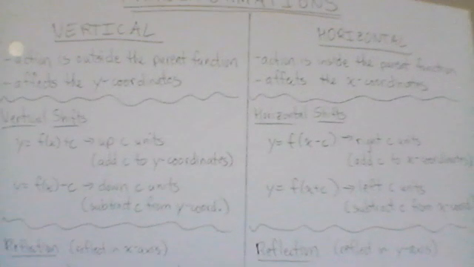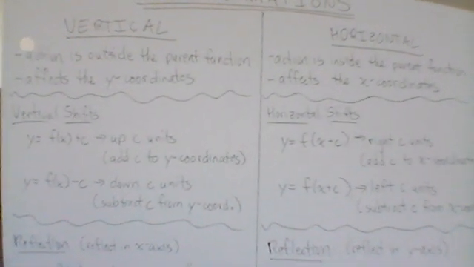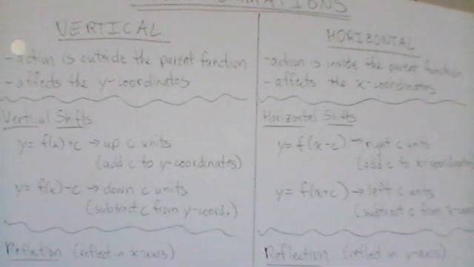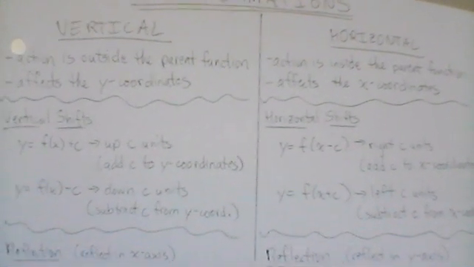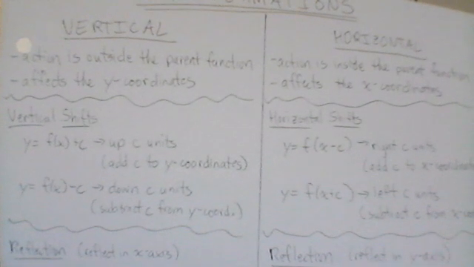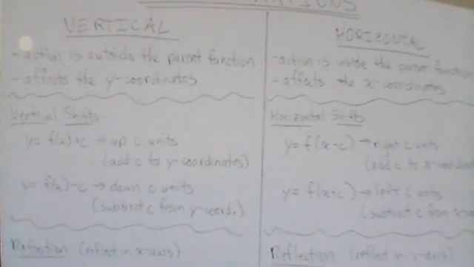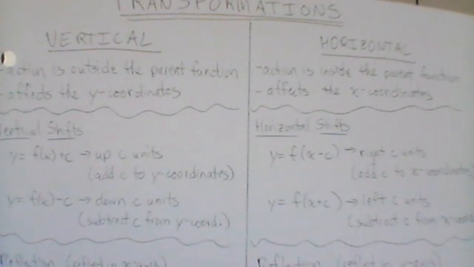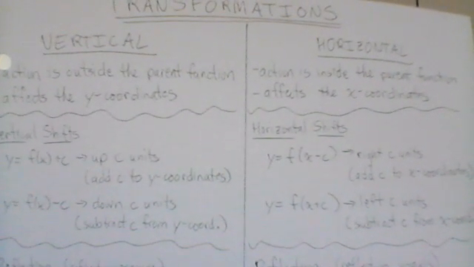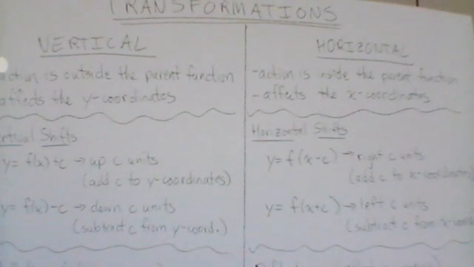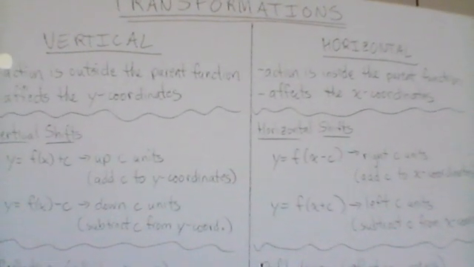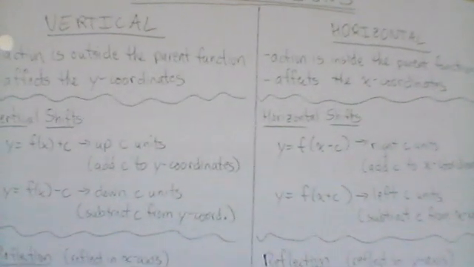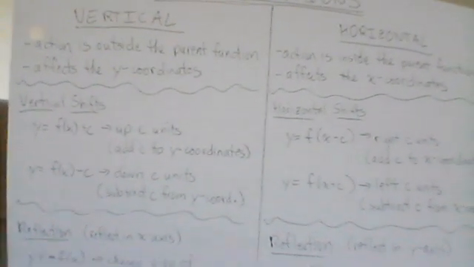Right, so next up, the actual rules themselves, the shifts. Right, the vertical shift is when you have a number added or subtracted, right? The f of x plus c or f of x minus c, a number added or subtracted outside the parent function. Again, it's on the outside, so it's affecting the y coordinate, which means it's going to be a vertical shift. All right, so you're adding that number c to the y coordinates of the graph of your parent function, or if it's f of x minus c, you're subtracting that number c from the y coordinates of the graph of your parent function.